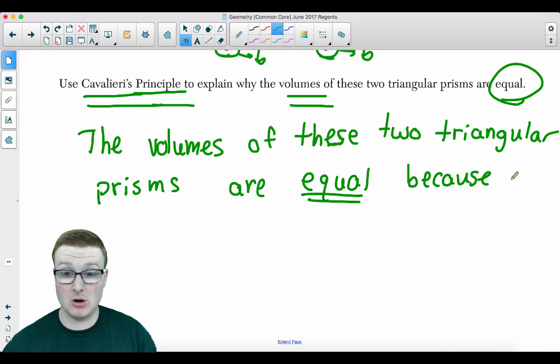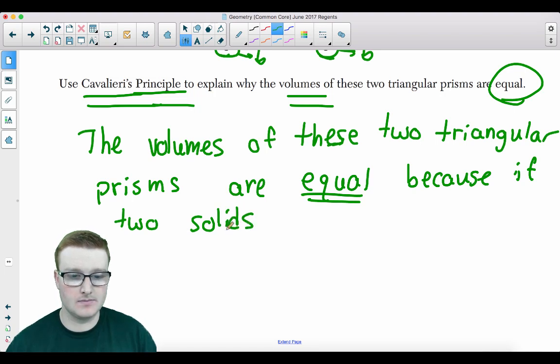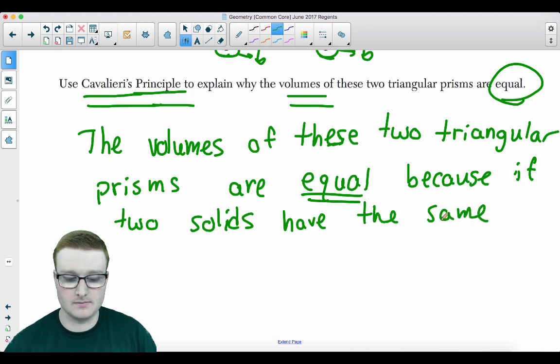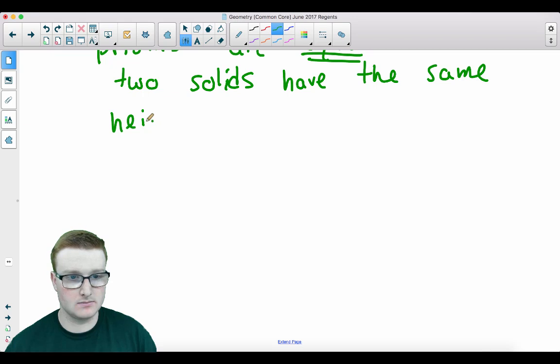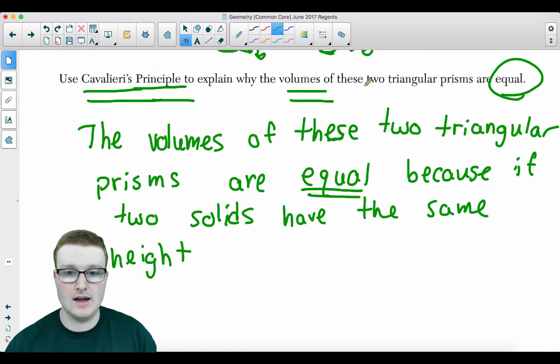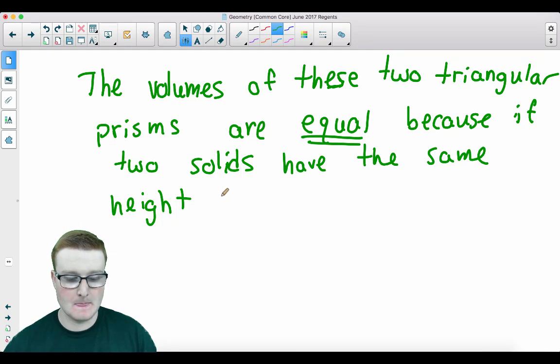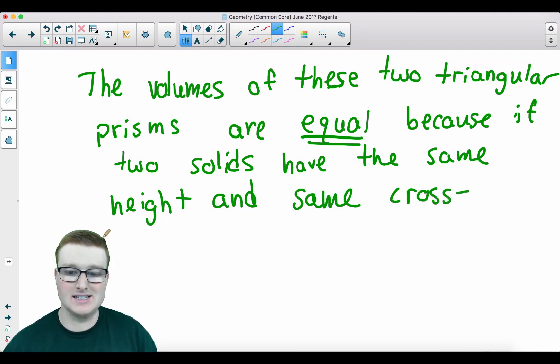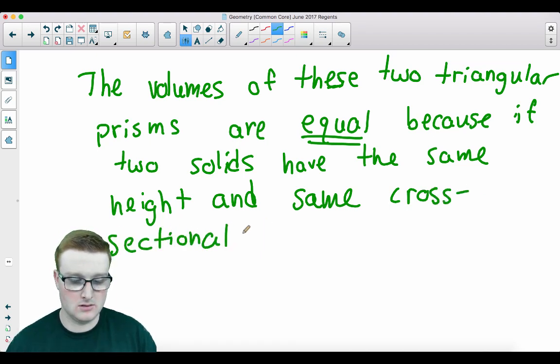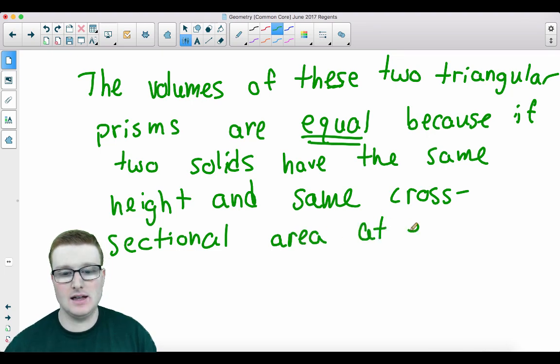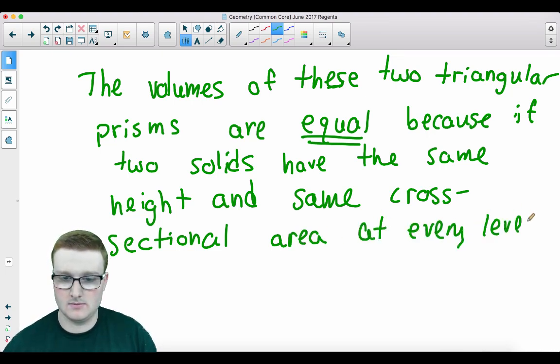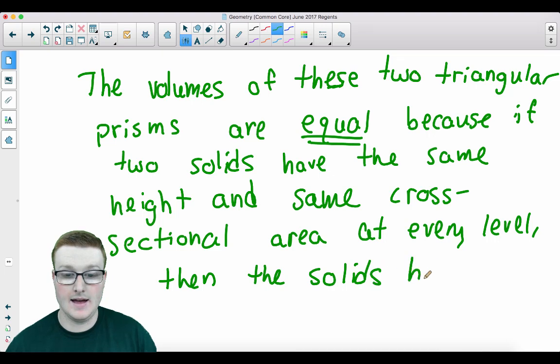Because, and this is the Cavalieri's Principle part, if two solids have the same height and the same cross-sectional area at every level, then the solids have the same volume.